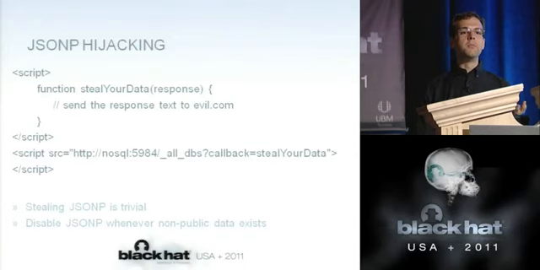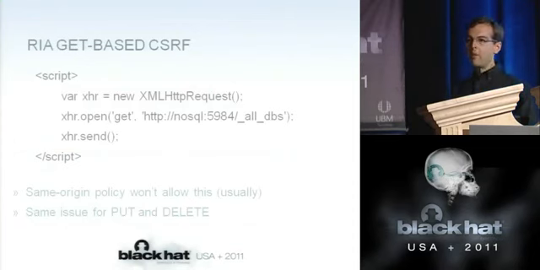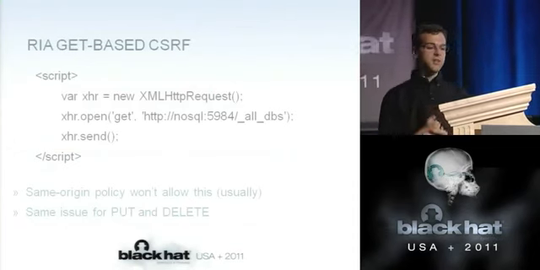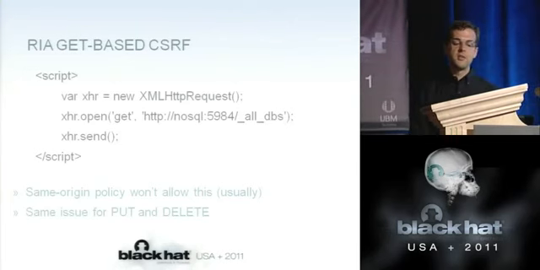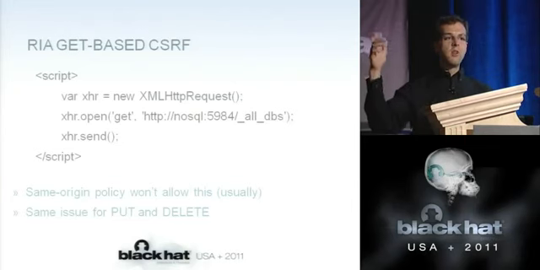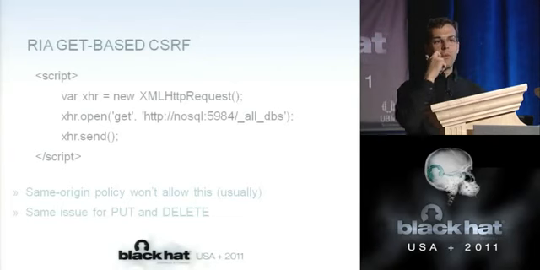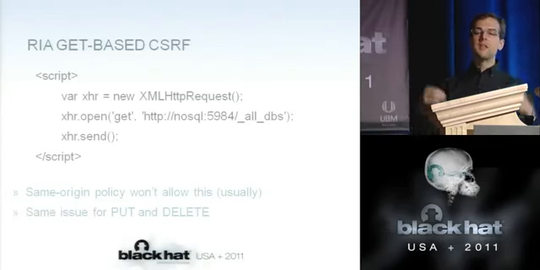All right, so let's assume that you've done this. What other ways can we do request forgery attacks? Well, we've got RIA-based, GET-based CSRFs. I'm going to use AJAX in this case. I'm going to new up an XML HTTP request, have it call a GET to NoSQL 5984 and send that. Then when that's done, the callback I specify will fire, and I'll read that data and send it back to myself. And I can use this not just for GETs, but for PUTs and POSTs and DELETEs and everything.